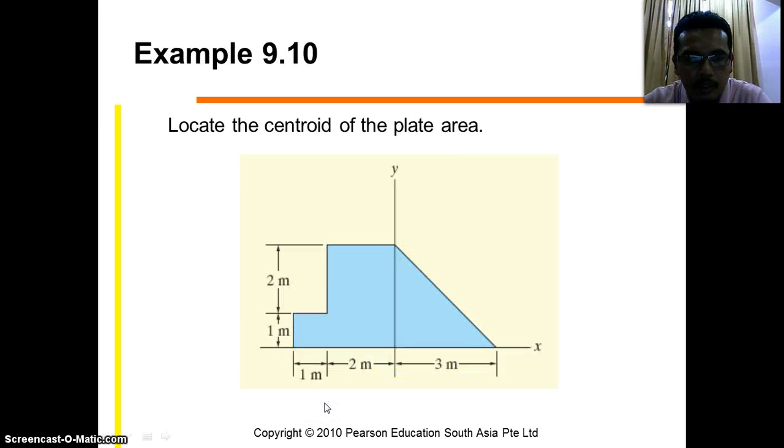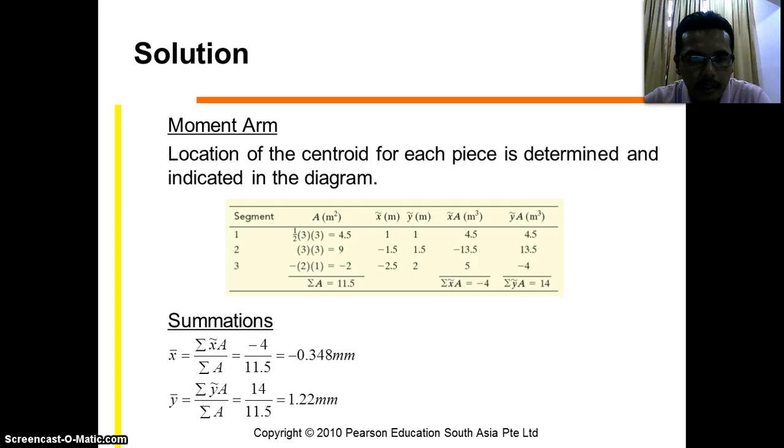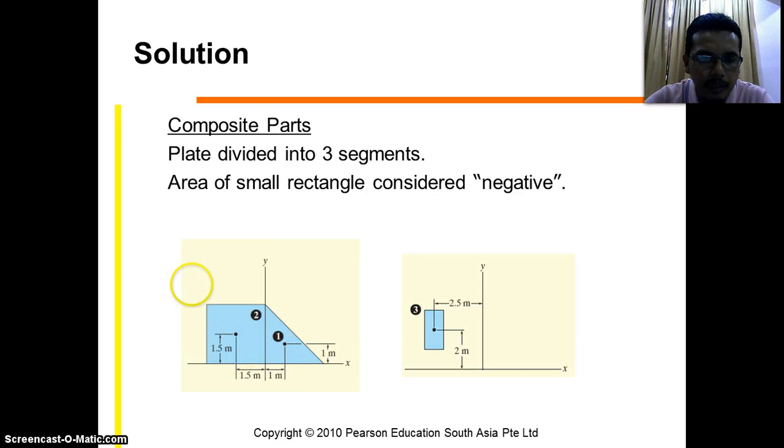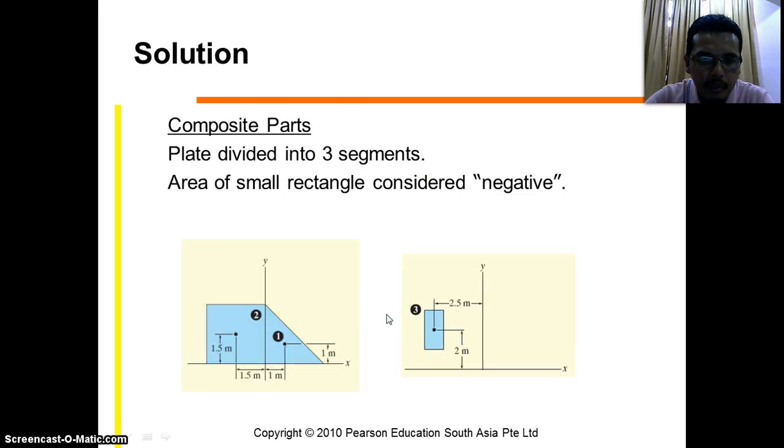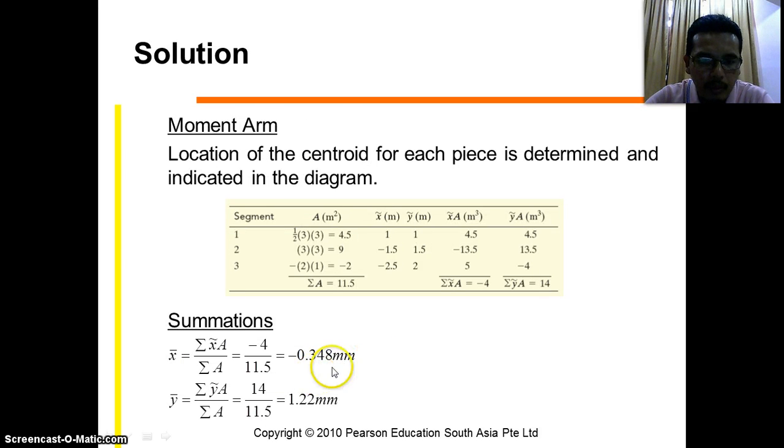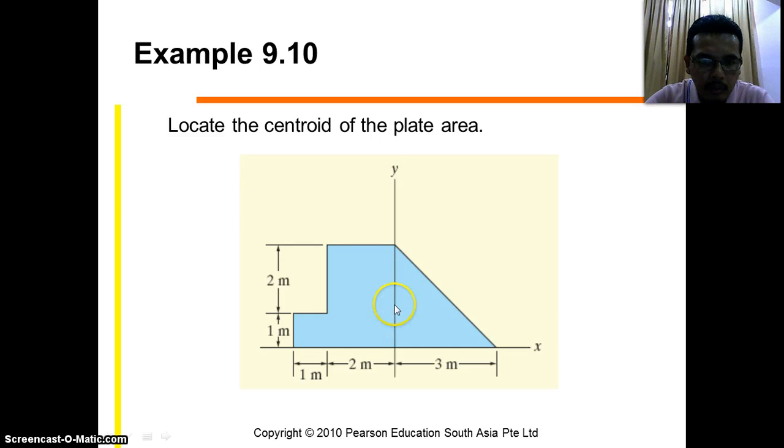Meaning that the x bar is negative 0.348, so it is somewhere here, and the y bar is 1.22, which is somewhere here. So this is the centroid of the area.